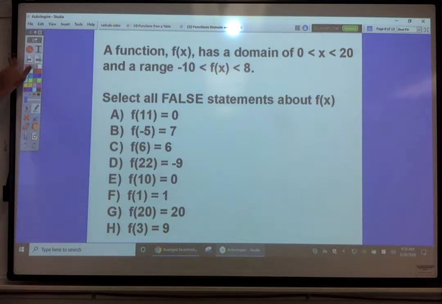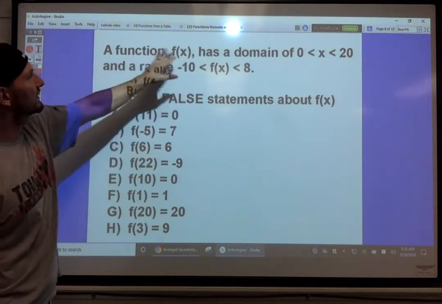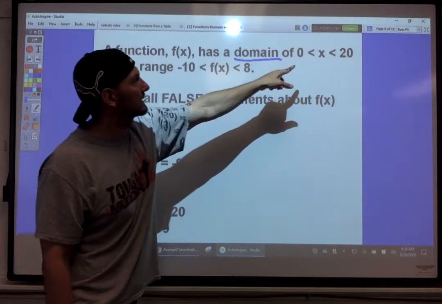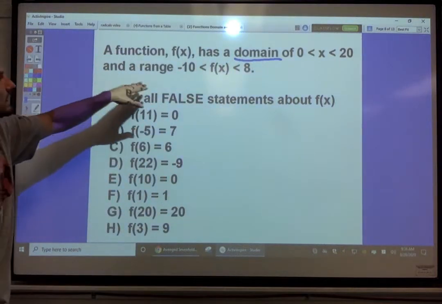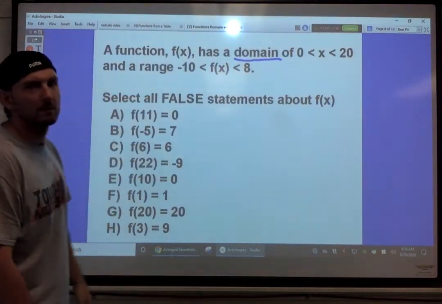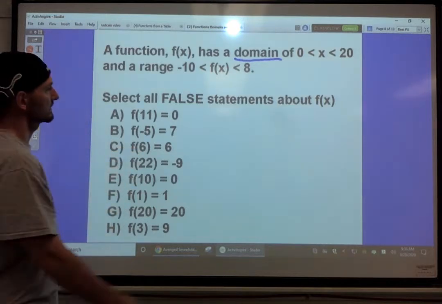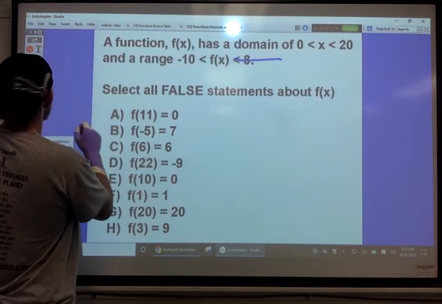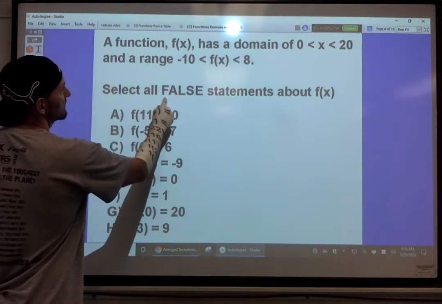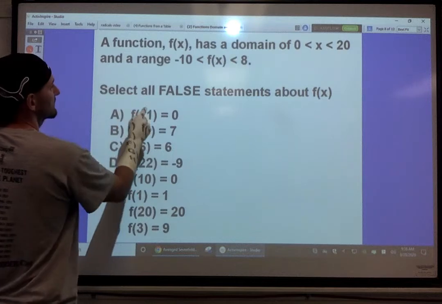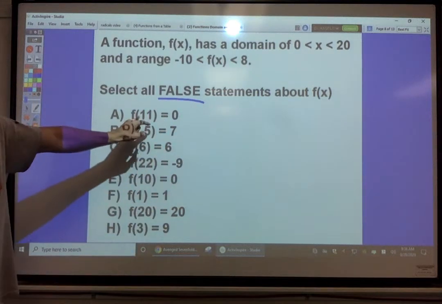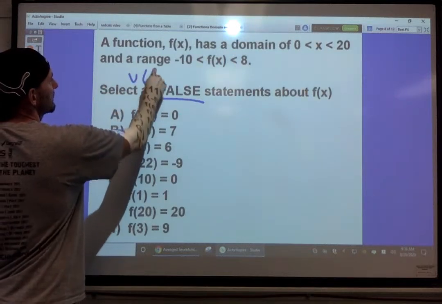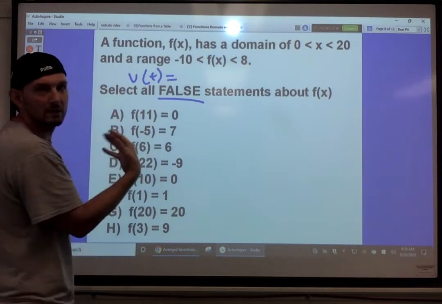Okay, you're done. We'll explain it. All right, a function, not telling you what it is, has a domain or x values between 0 and 20, and a range between that and that. So what I'm trying to show you here is kind of building off the last slide. Select all false statements. So we want the ones that are false. So one of these is x, one of these is y. Well, remember, v of t represents the y, and over here is the x.